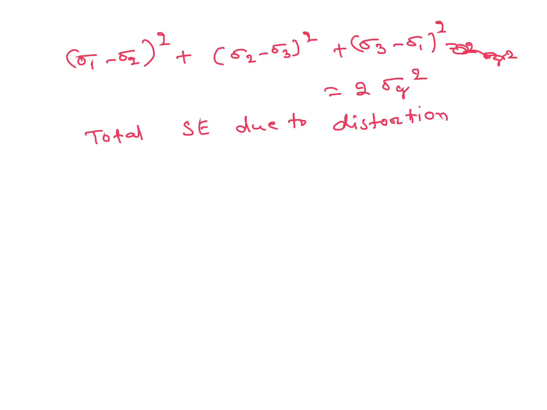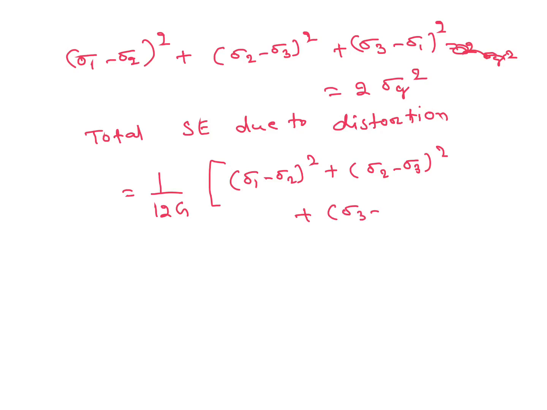One by 12G into sigma 1 minus sigma 2 whole square plus sigma 2 minus sigma 3 whole square plus sigma 3 minus sigma 1 whole square. This is also important. And its graph is, MDET graph is important. MDET and MSSET and MPST, this graph is important.